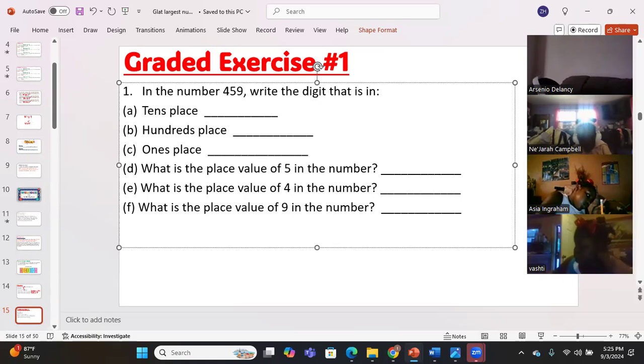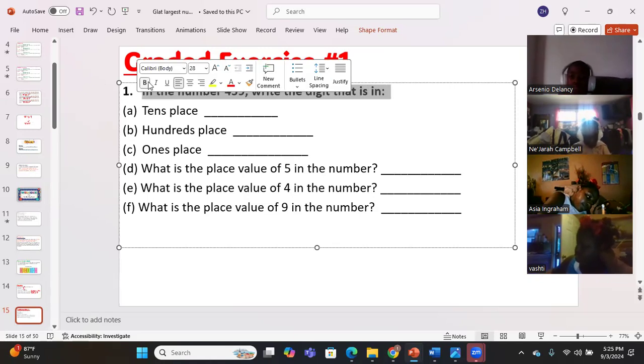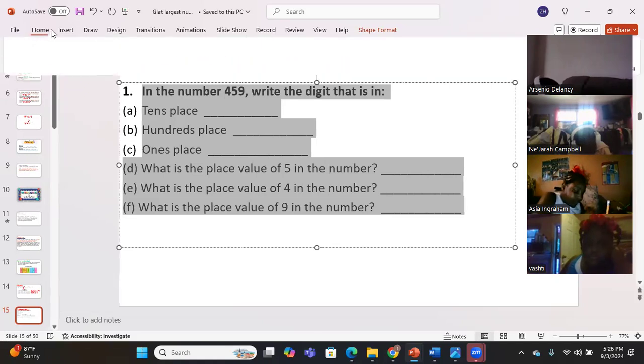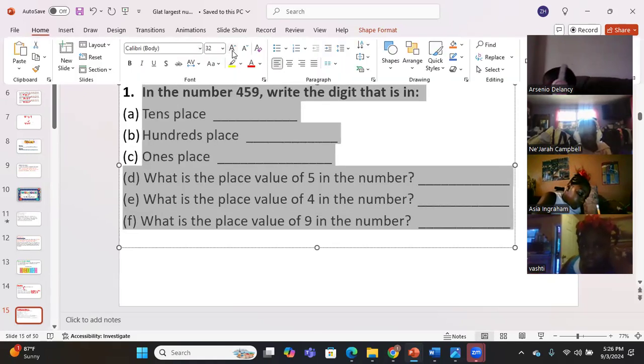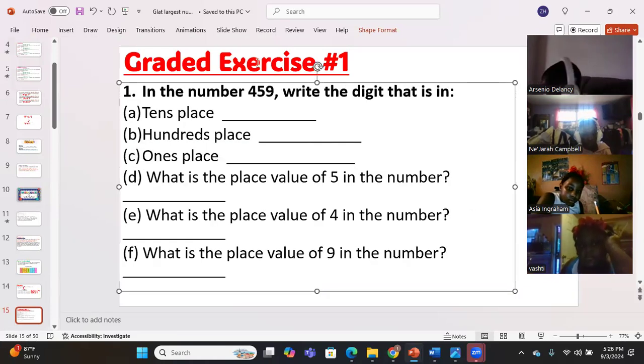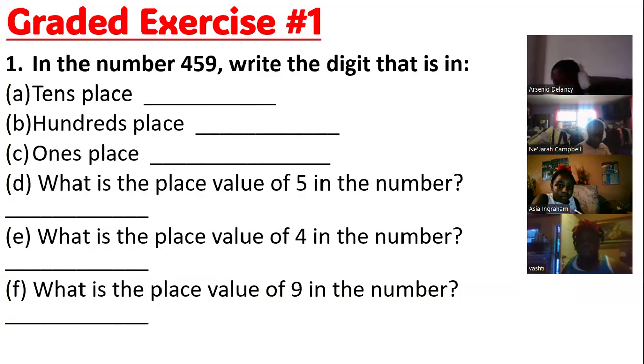Okay, I'm going to give you this first one. If you are finished, then I want you to take a picture of your work and send it to me. And whoever is finished, I give you an extended exercise, but you only do the extended exercise once you finish with the first one. Okay, so let's see if we can finish this one.